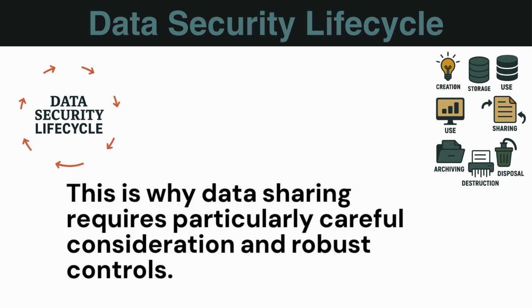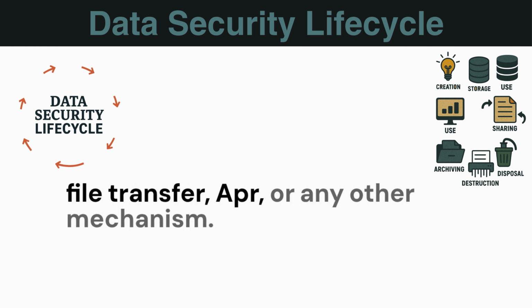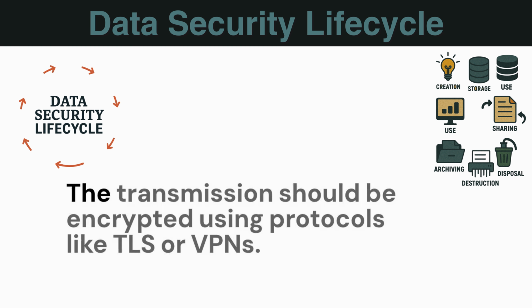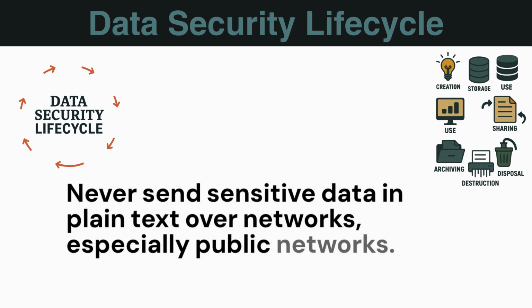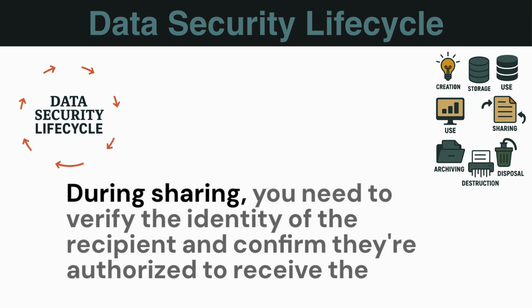Encryption is essential for data in transit, whether you're sharing data via email, file transfer, API, or any other mechanism. The transmission should be encrypted using protocols like TLS or VPN. Never send sensitive data in plain text over networks, especially public networks. Authentication and authorization matter tremendously during sharing. You need to verify the identity of the recipient and confirm they're authorized to receive the specific data being shared. This might involve multi-factor authentication, digital certificates, or API keys.